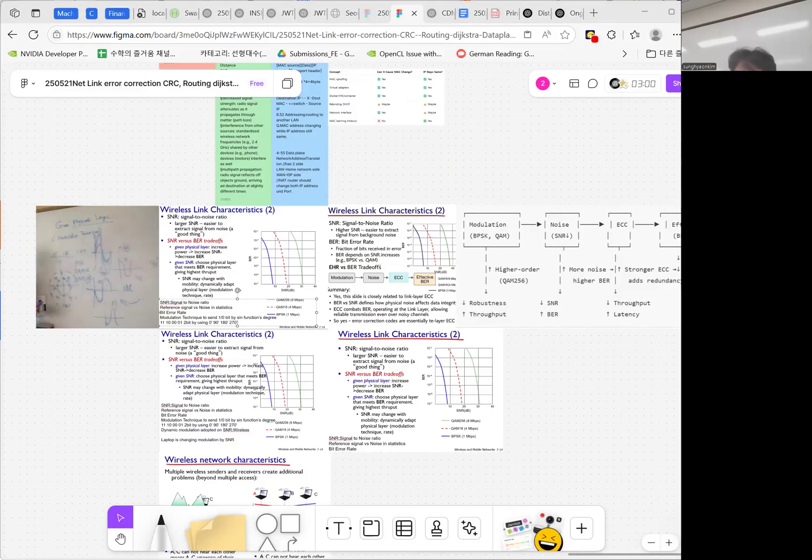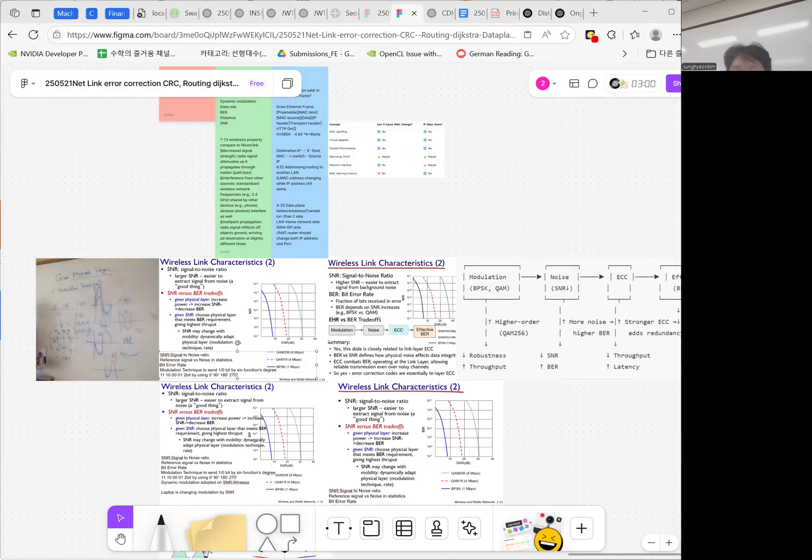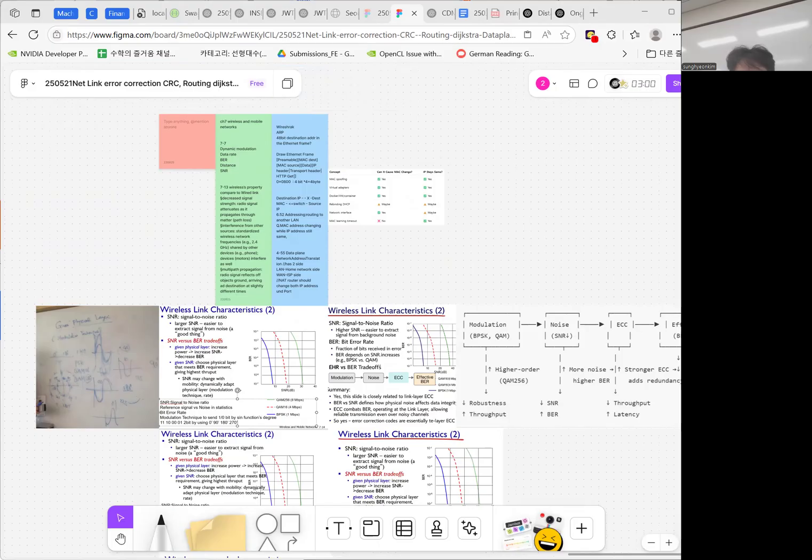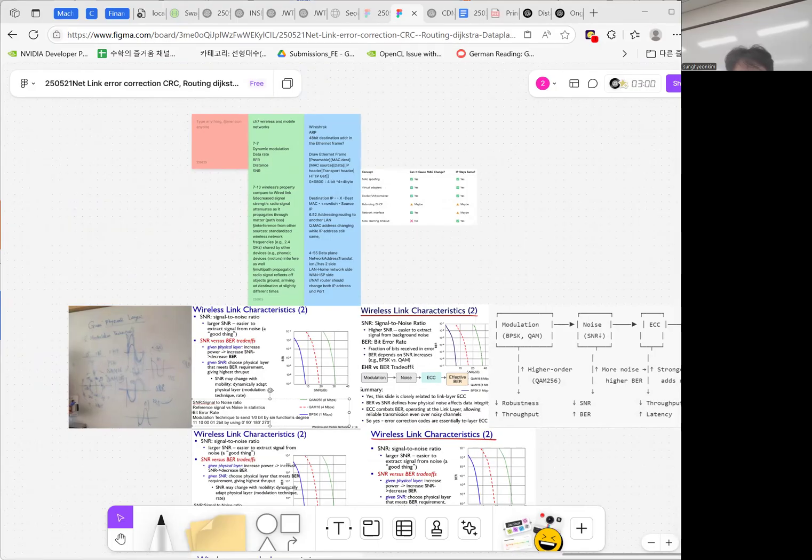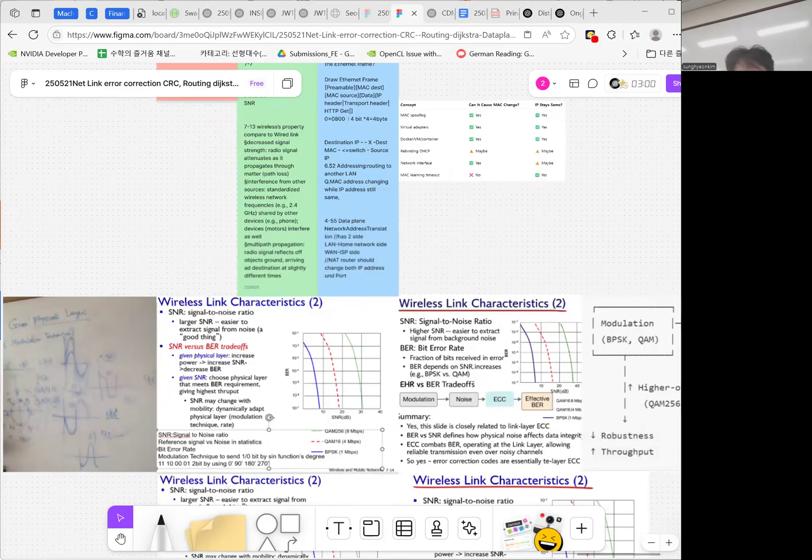Today is 1st of June 2025. I will talk about wireless link connection, SNR versus BER trade-off.